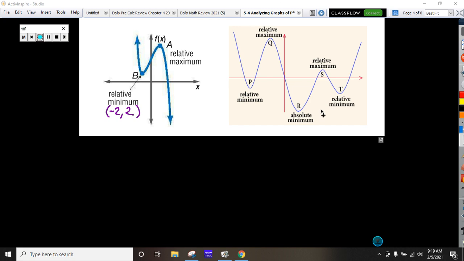So this one has several different extrema, so you can list all of the ones that are possible. So every time the graph turns, it creates an extrema, so we list the type, and then we also list the ordered pair with it.